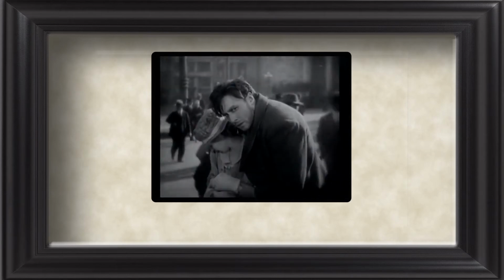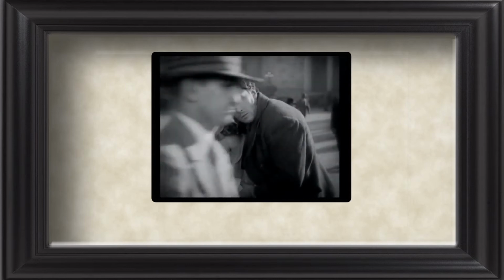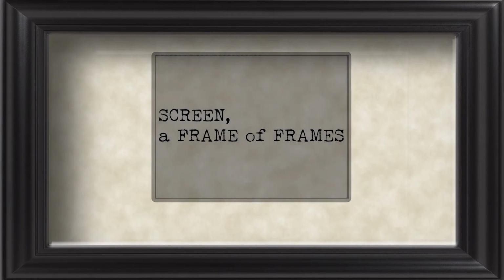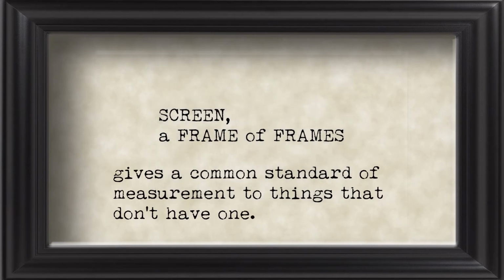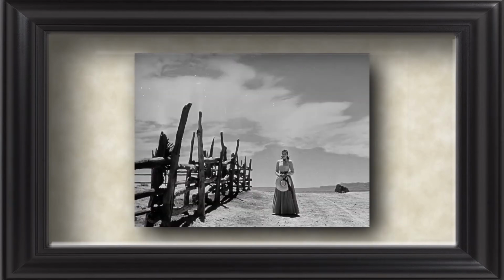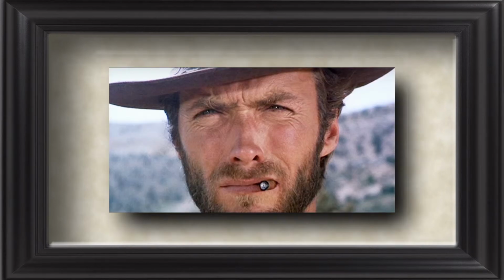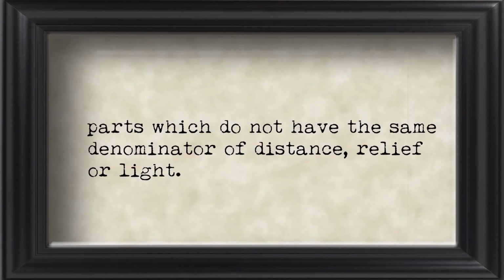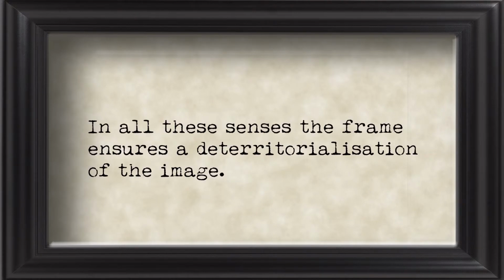This is because, in the final analysis, the screen, as the frame of frames, gives a common standard of measurement to things which do not have one. Long shots of countryside and close-ups of the face, an astronomical system and a single drop of water, parts which do not have the same denominator of distance, relief or light. In all these senses the frame ensures a deterritorialization of the image.